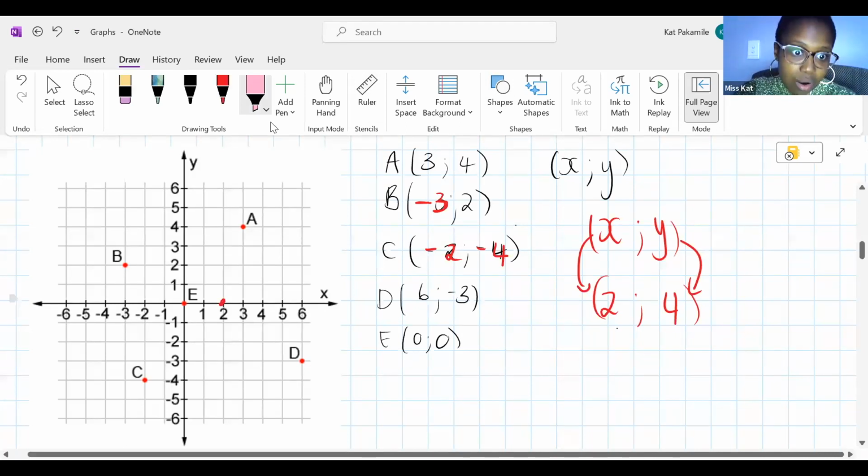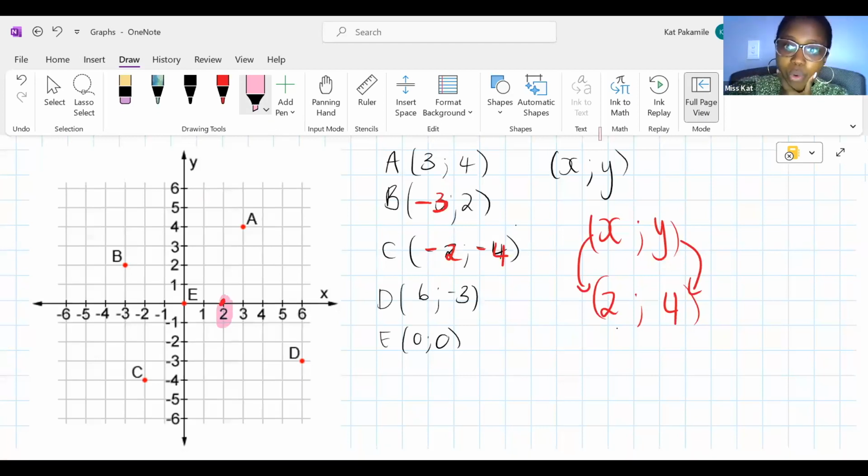Beautiful. Now you go to your y-axis. Here's our 2. If you're looking for y, it has to be 4. Are we looking up, down, or left, right? Up, down. So there's our 4. Do you see it? Yes, ma'am. Now you're going to draw a horizontal line going through your 4.